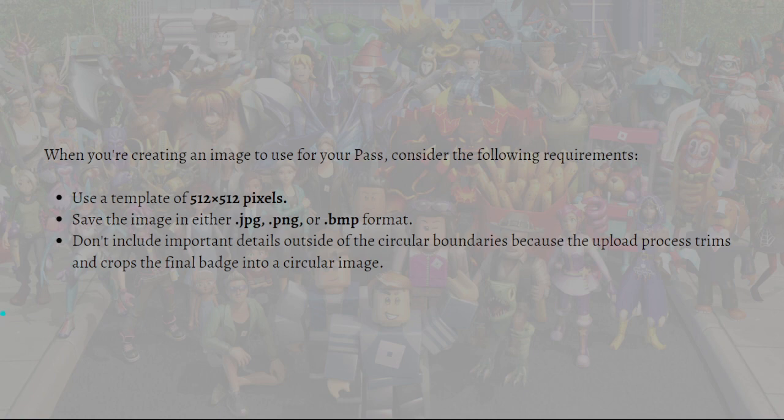Before we go to the steps on how to actually create passes on Roblox, what we are going to do first is see the requirements that you'll need to create a pass on Roblox. So these are the requirements. First, use a template of 512 by 512 pixels and make sure to save the image in either this format, and don't include important details outside of the circular boundaries, because the upload process trims and crops the final badge into a circular image.